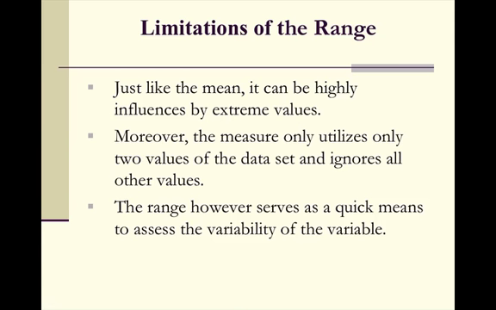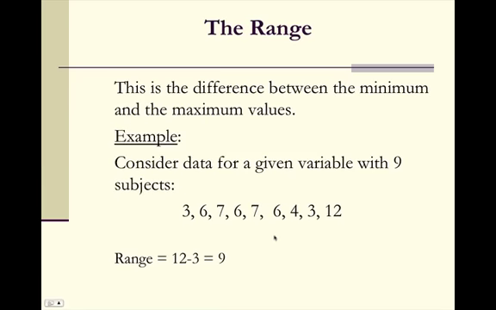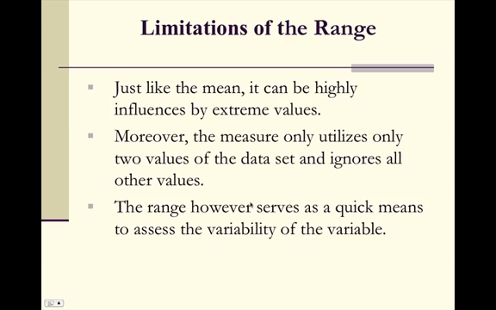The limitations of the range, much like the mean, is that it can be really influenced by extreme values. If we had the number 300,000 up here, obviously our range would be 299,997, but that's not an accurate representation of the rest of these numbers. So it can be really influenced by extreme values.